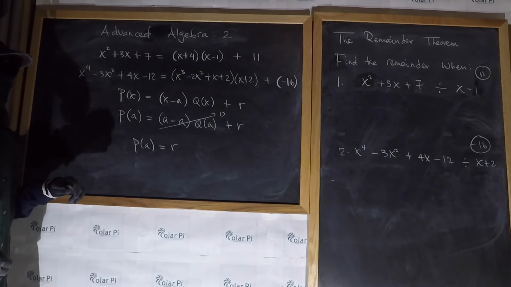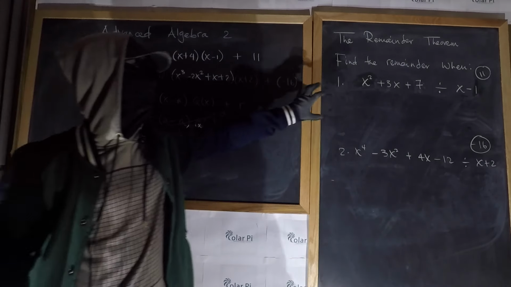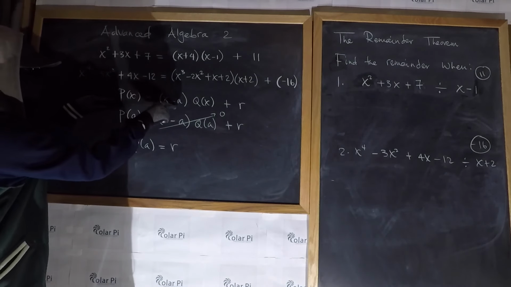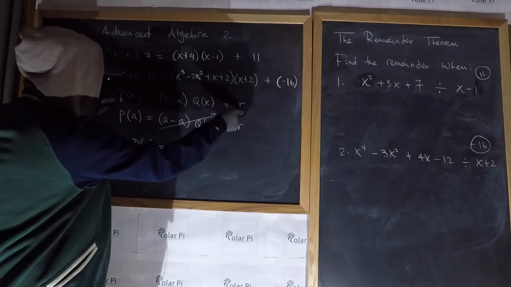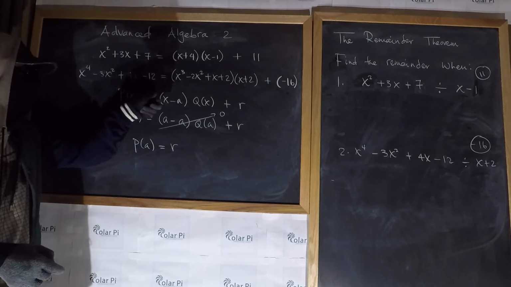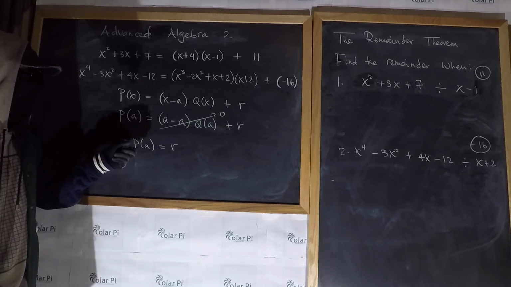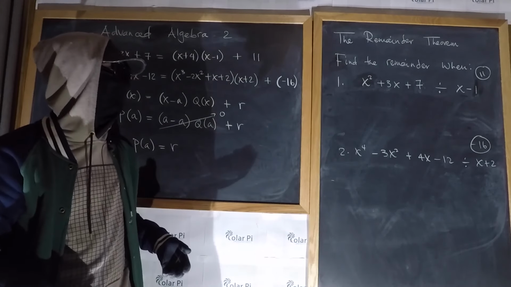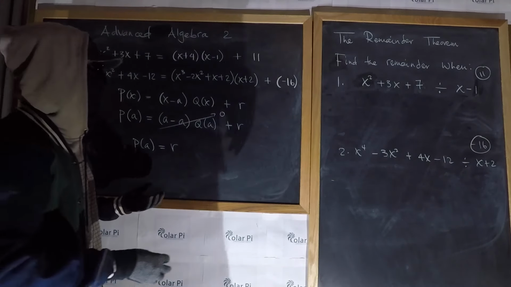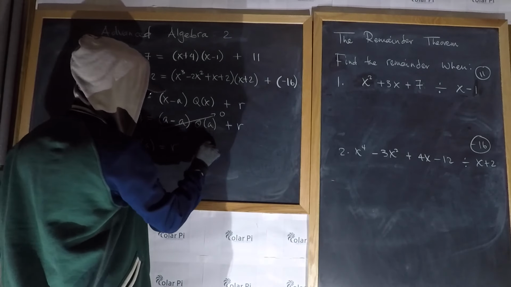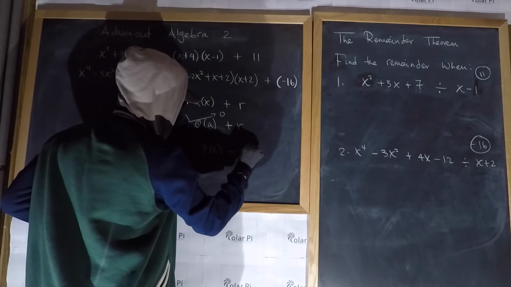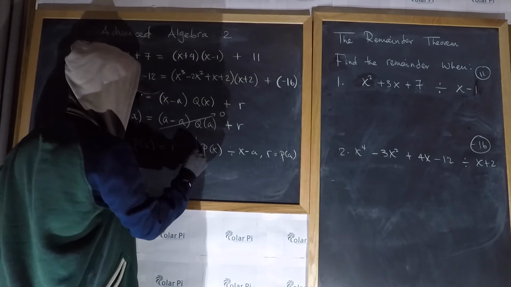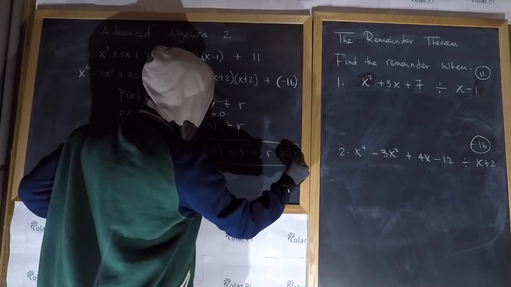So you see, first, I showed you that if we're dividing p of x by x minus a, we could manipulate it and write it as p of x equals x minus a times some quotient plus a constant remainder. And then if we plug in a into this version of p of x, then what we're going to get is that p of a is simply r. So that is the remainder theorem. It says that when p of x is divided by x minus a, the remainder r is equal to p of a. That's basically, in a nutshell, what the remainder theorem says.